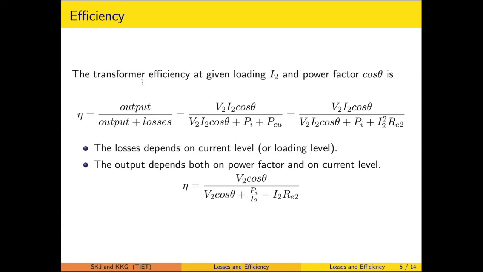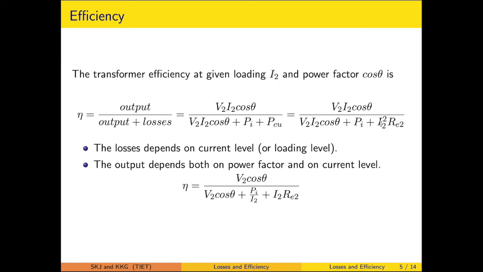The transformer efficiency depends on the output and the input. Input consists of output plus losses, so the efficiency is expressed as output upon output plus losses. The output depends on the voltage, current and the power factor, that is V2 I2 cosine theta. Correspondingly the denominator comes out to be V2 I2 cosine theta plus iron loss plus copper loss. We have substituted the expression of the copper loss as I2 square Re2.